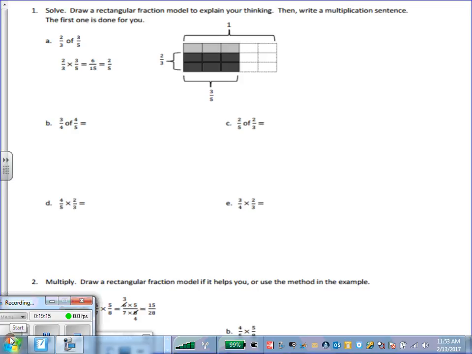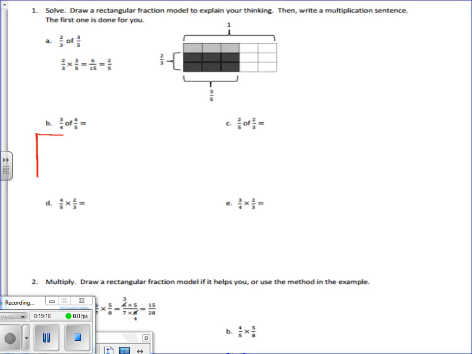Alright, so 3/4 of 4/5. The first thing I'm going to do is show 4/5. So I'm going to separate it into 5 sections, and I'm going to shade in 4 of them. So there's 4/5. Now I've got to do 3/4. So I'm going to go this way, and I'm going to do 3 of them.